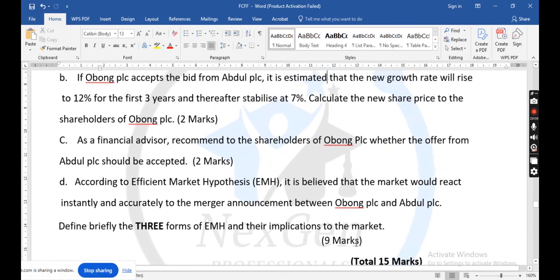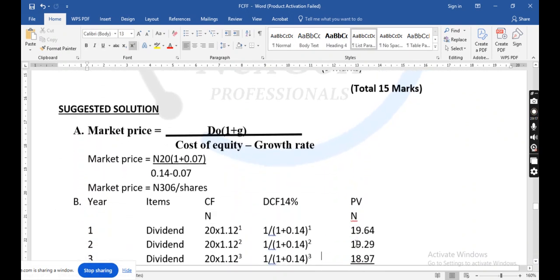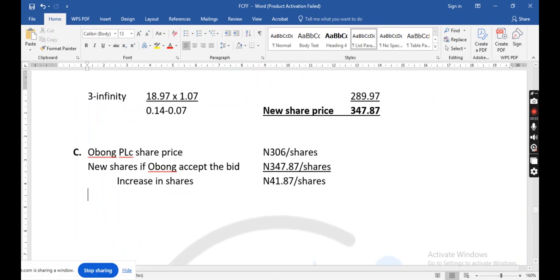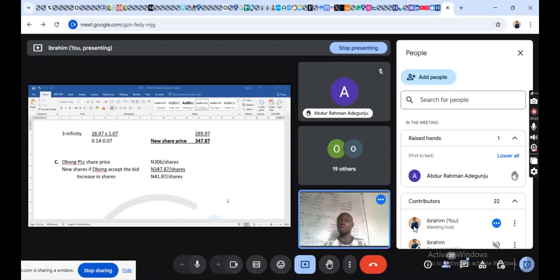Then the last question here is in your notes. You need to explain the 3 forms of efficient market, that is 9 marks. And the total marks for this question is 15 marks. I think I'm done with this question.